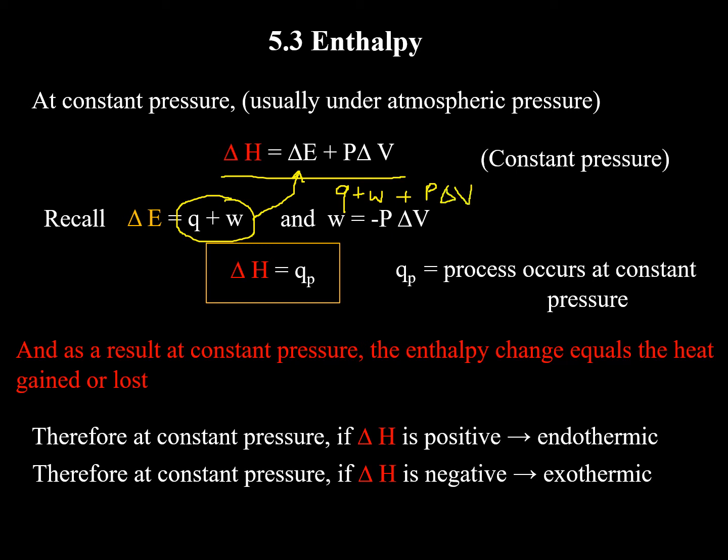What do we know about W? W is equal to negative P delta V. Therefore, these should cancel off. So all we're left with is delta H equals Q, and again, this little p means constant pressure. So we can extend the idea, if we're at constant pressure, which is a lot of the times we're working at atmospheric pressure, if delta H is positive, we say endothermic. If at constant pressure delta H is negative, we say we're exothermic.